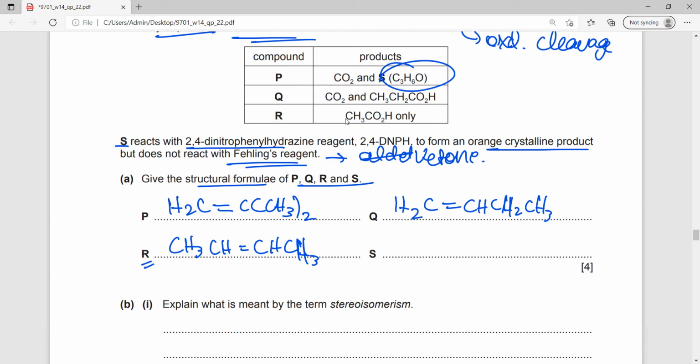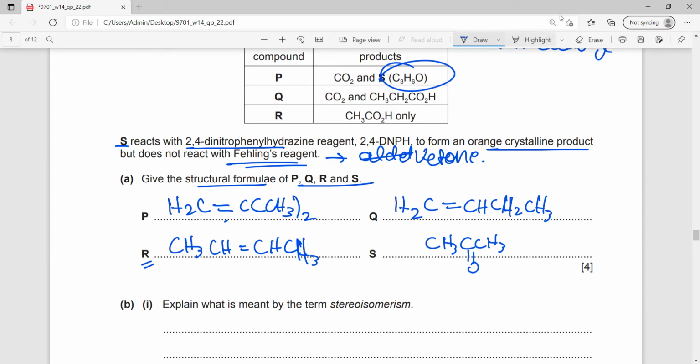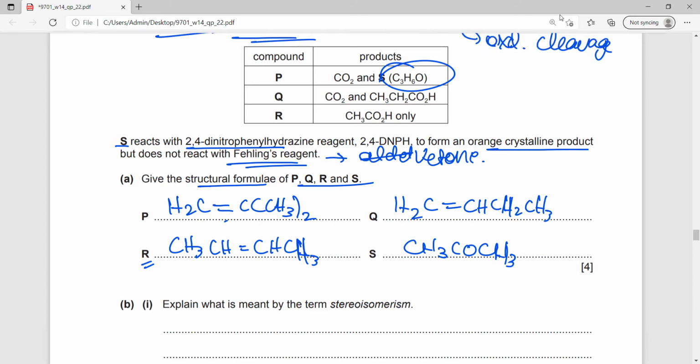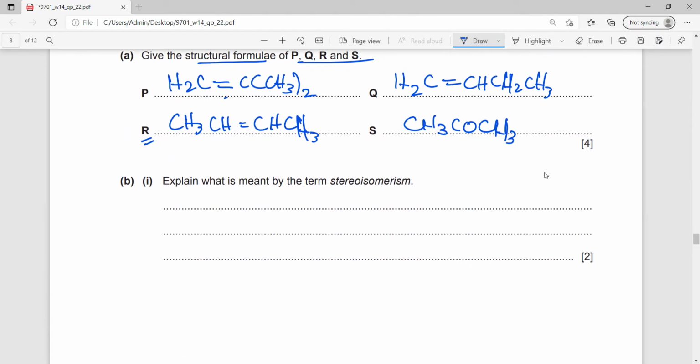So when oxidative cleavage happens there, it would form CH3, CH3, right? And there would be a double bond O. But it's in structural formula, so I'll just have to write that in structural formula. Apologies. CH3COCH3. That is a propanone, right? Yeah, that's a propanone.